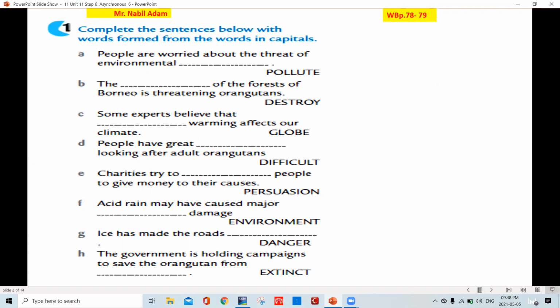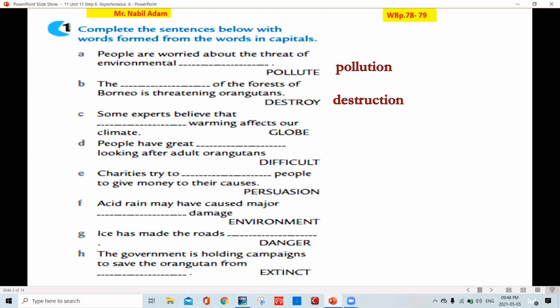We have the first sentence here. A, people are worried about the threat of the environmental what? Pollute. Pollute is a verb. We want a noun. What is the noun for pollute? Pollution. Yes, good. So pollute, the noun is pollution. Number two, or letter B, the destroy of the forests of Borneo is threatening orangutans. Destroy is a verb. What is the noun for destroy? Destruction. Yes, the destruction of the forests of Borneo is threatening orangutans.